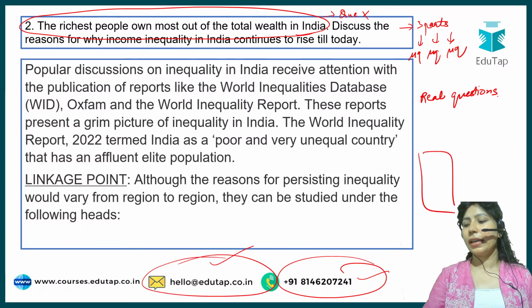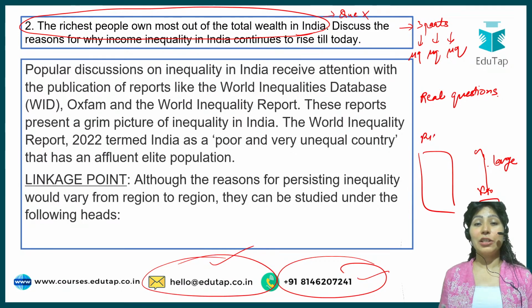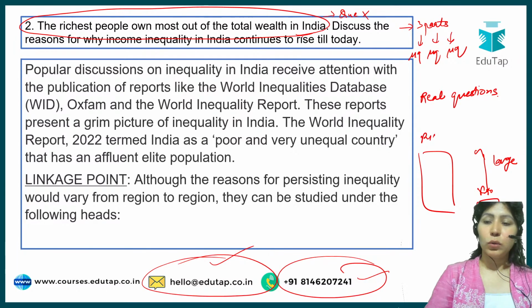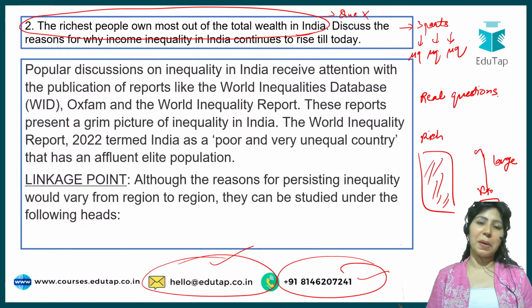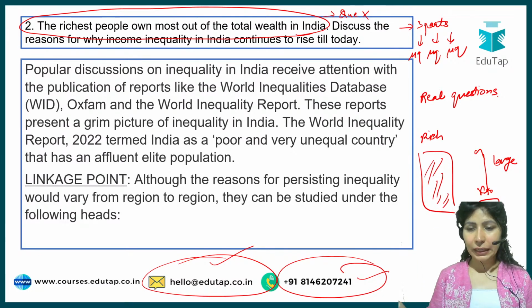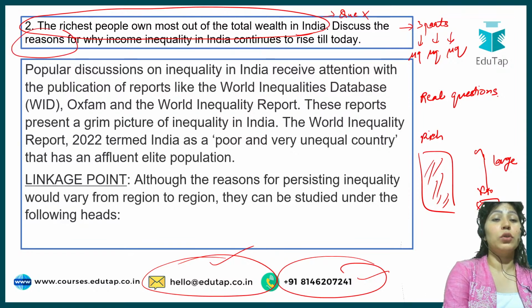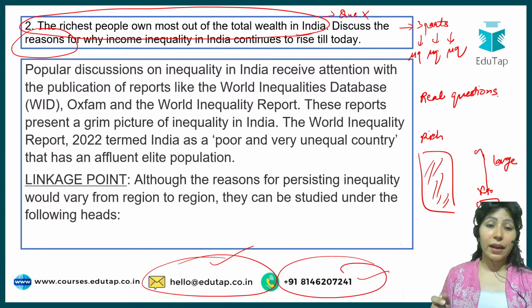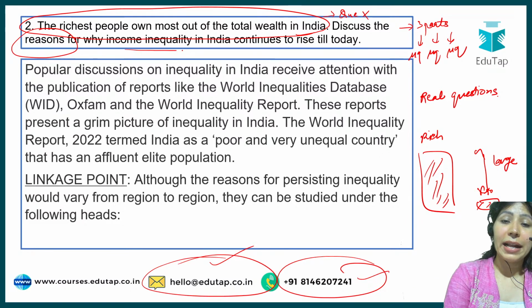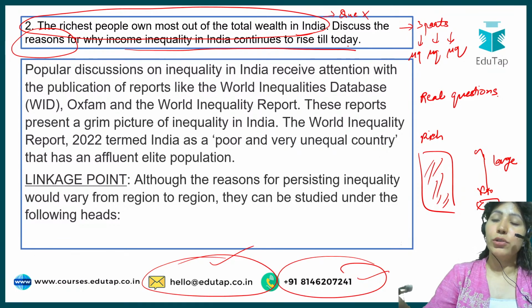So obviously there are rich people and there are poor people, and the difference between them is very large. So they say the richest people own most out of the total wealth in India. This is the wealth with rich people. This is the wealth with poor people. This is an image we have created in our mind. Discuss the reasons. You have to discuss the reasons. What are the causes? What are the reasons for why income inequality in India continues to rise till today?